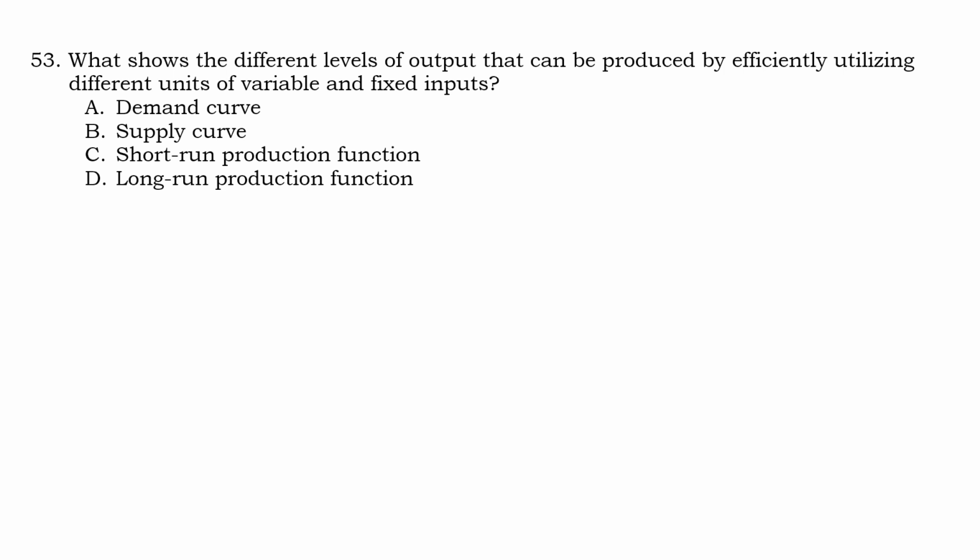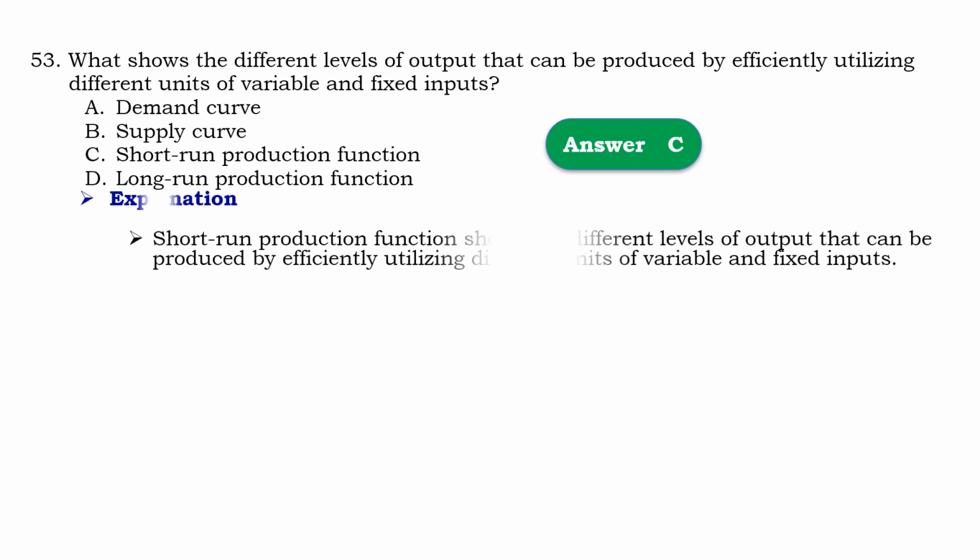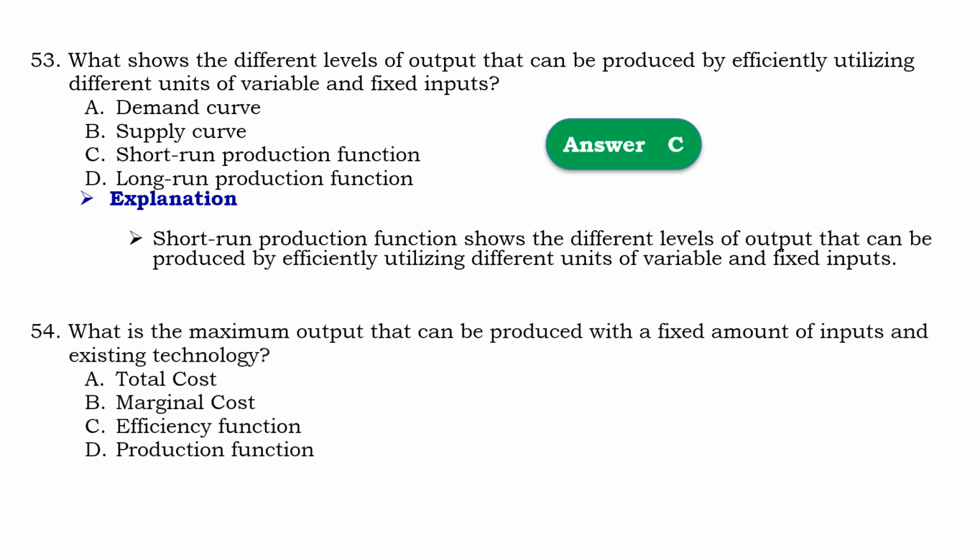So that should be C, short run production function. Means that short run production function shows different level of output that can be produced by efficiently utilizing different units of variable and fixed input. Question number 54, what is the maximum output that can be produced with fixed amount of input and existing technology?